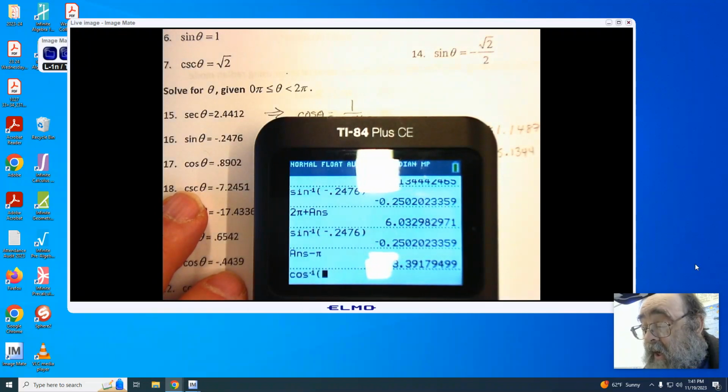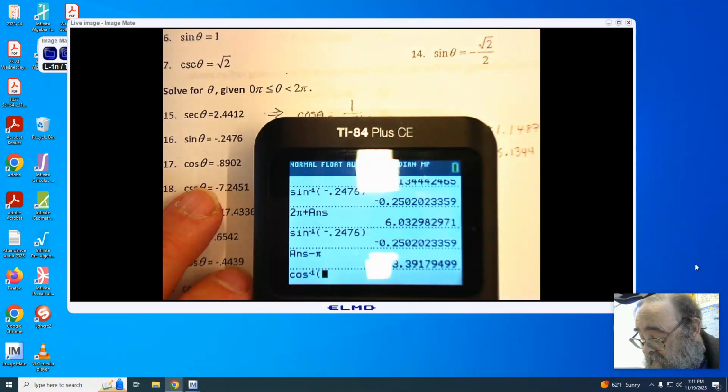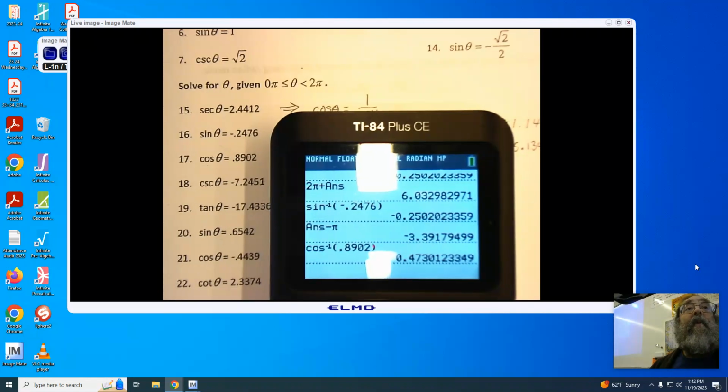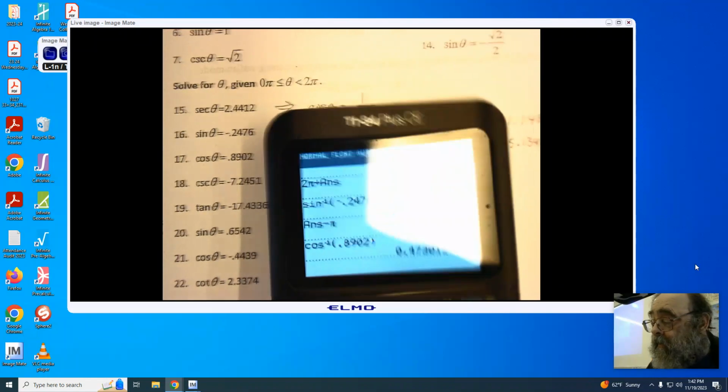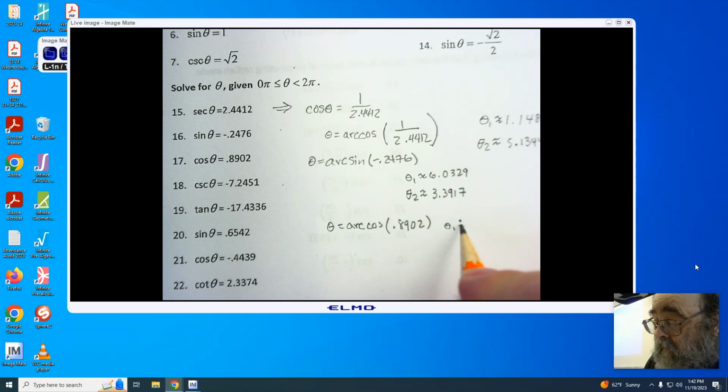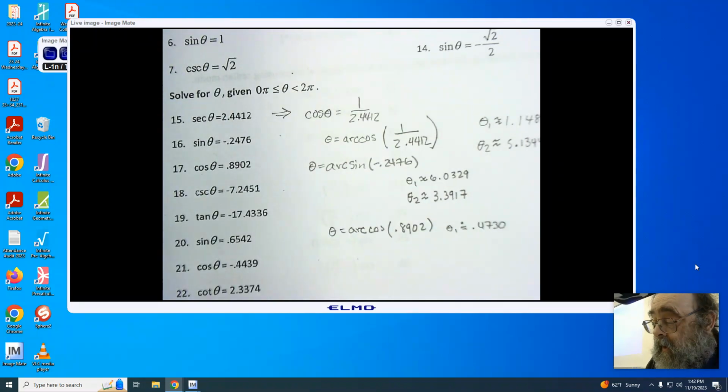Second function cosine to get the arc of, let's try that again, 0.8902. Click and hit enter, and my first answer is approximately 0.4730. Once again, this is approximate. I'm going to put a dot over my equal sign, and I get 0.4730.